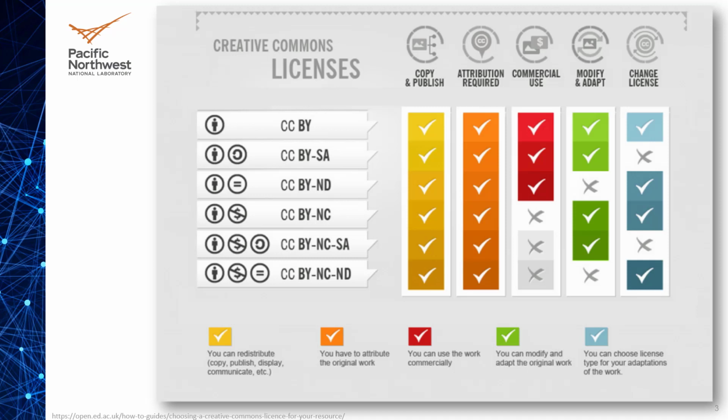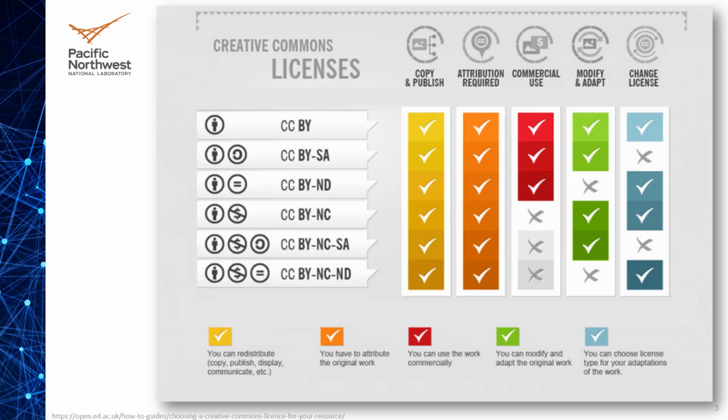Then we have CC BY NC. This license allows others to share and adapt the work, so long as they give appropriate credit to the creator and don't use the material for commercial purposes. Next is CC BY NC SA. This license allows others to share and adapt the work, so long as they give appropriate credit to the creator, don't use the material for commercial purposes, and distribute the material under the same license as the original.